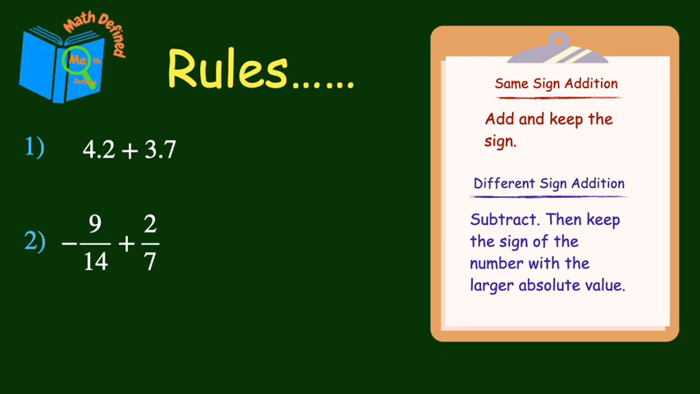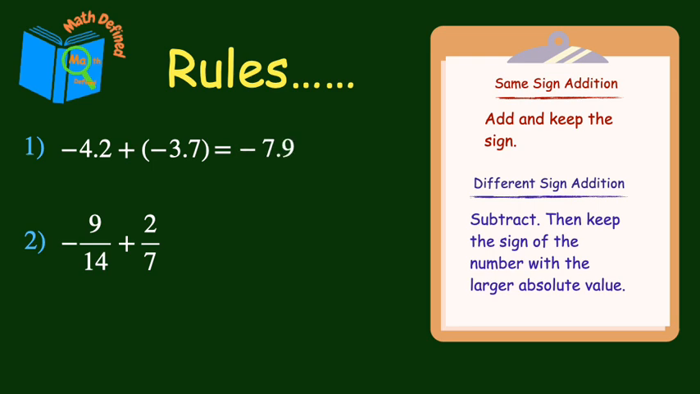The first problem here has two numbers with the same sign, +4.2 plus +3.7. Following the same sign addition rule, we add and keep the positive sign. 4.2 plus 3.7 is +7.9. On the other hand, if these two decimal numbers were both negative, then our sum would be -7.9.